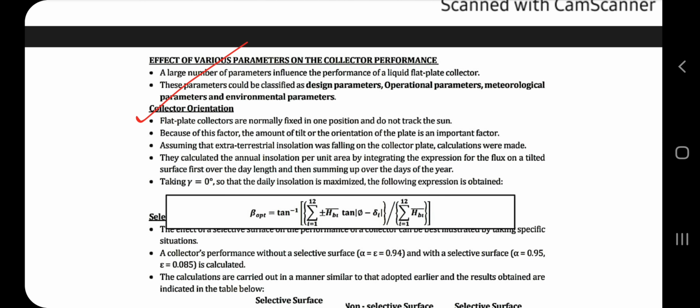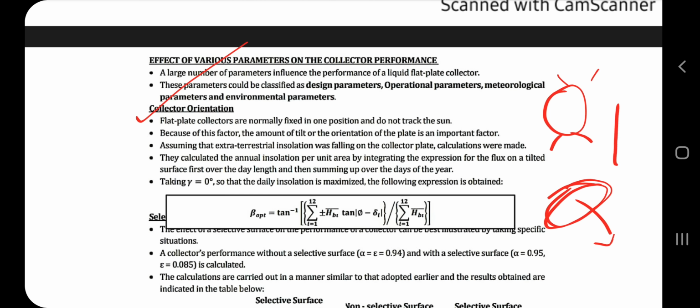Collector orientation means, if here is the sun and you reverse the flat plate collector and put it towards the shadow, will you get even one bit of solar energy? No, you will not get anything. So the orientation matters. If you directly point it to the sun, you will get the maximum energy. If you slightly point it to the sun, it will be slightly reduced. If you do not point it at all, you will get nothing. Okay, that's the first thing.